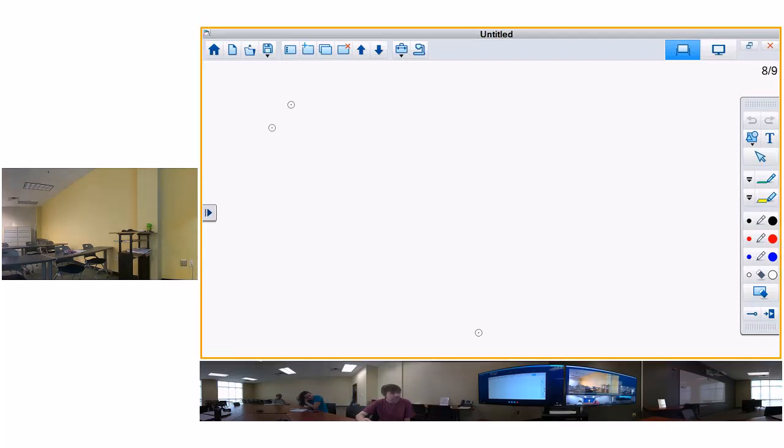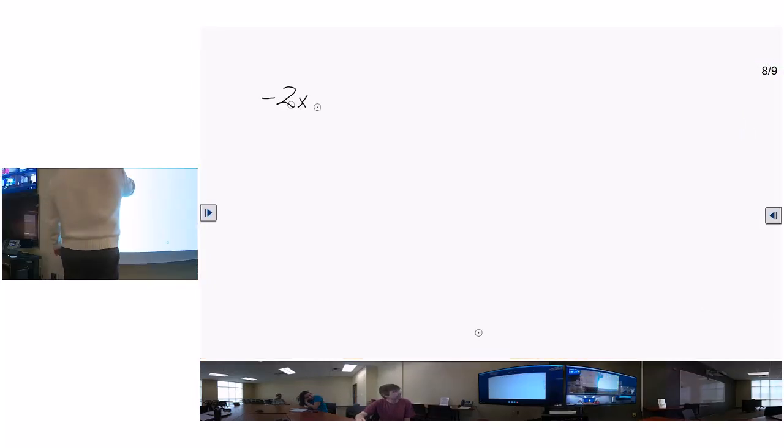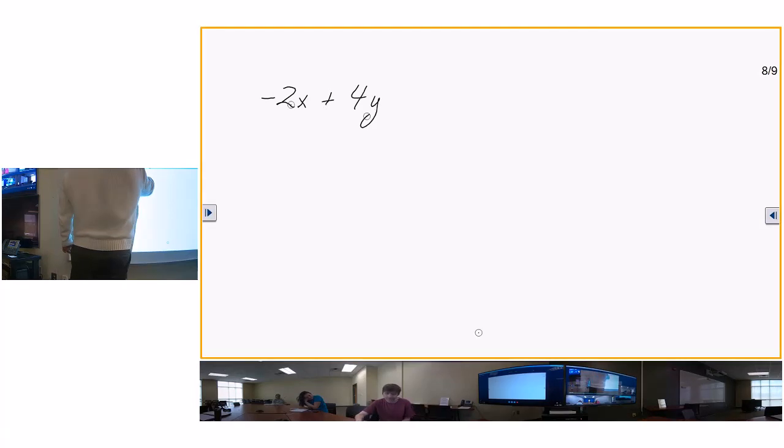Here we go. Negative 2x plus 4y is equal to 8.